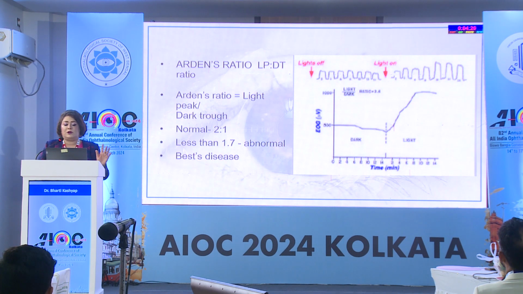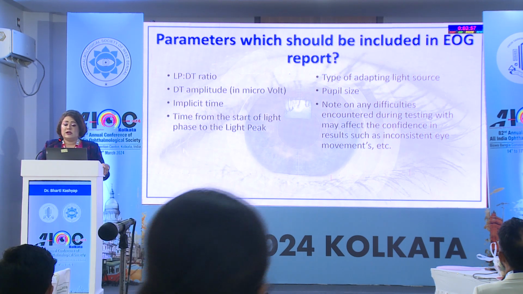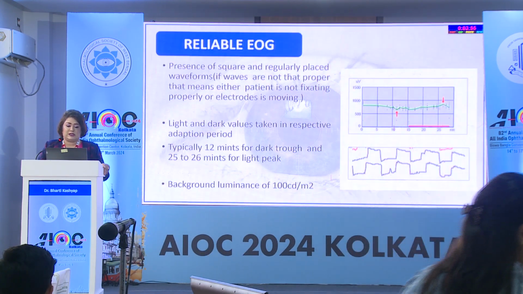It is normally 2.1. Less than 1.7 is abnormal, and usually it is seen in Best disease. The parameters which should be included in the EOG report are the light peak to dark trough ratio, dark trough amplitude in microvolt, and implicit time from the start of the light phase to the light peak. Also mention the type of adapting light source and pupil size. Note any difficulties encountered during testing which may affect confidence in the results, such as inconsistent eye movements.